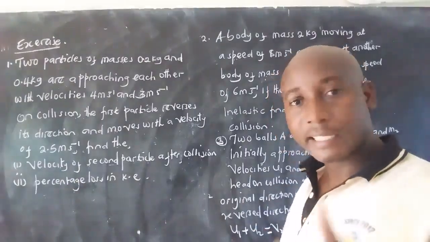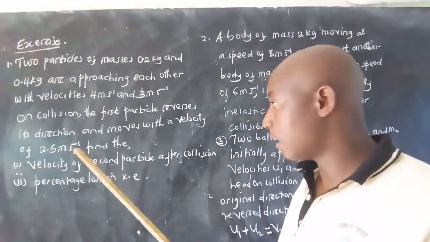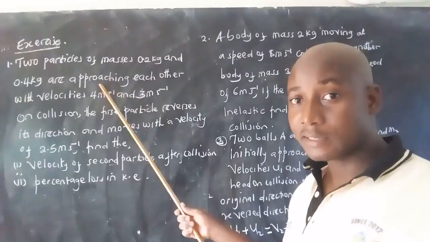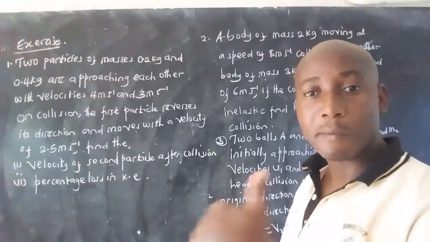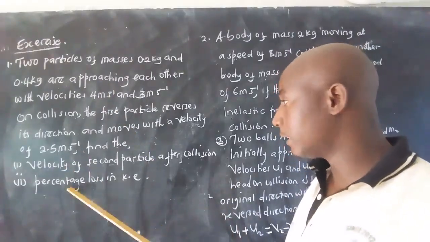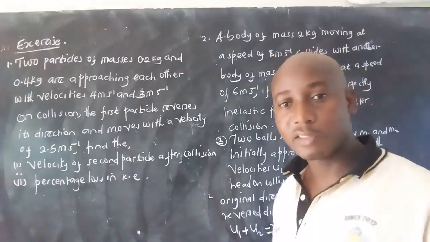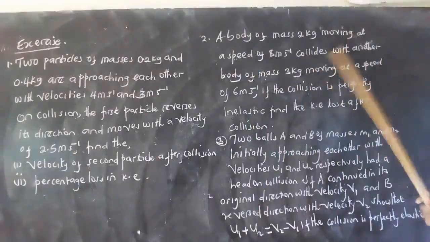Then this one, you are getting kinetic energy. Kinetic energy is a scalar, so we don't use the negative sign. The negative here is a sign that the momentum is a vector, and therefore it's a sign that one particle is moving in the opposite direction. But kinetic energy has no directions. So when I substitute for kinetic energy, please don't include the negative sign.